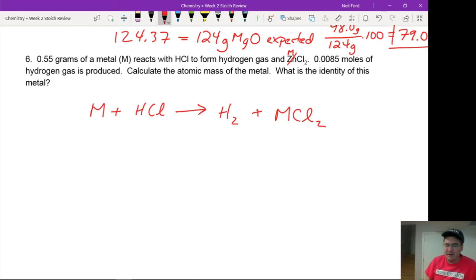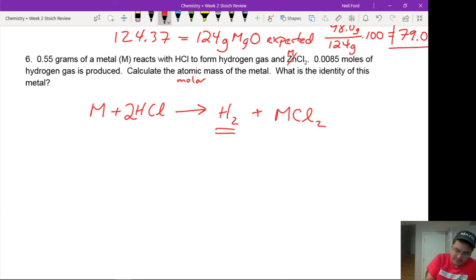Okay, so you write out your equation. You have to balance it. I think I need to get 2 hydrogens. I need 2 here. That also balances out the chlorine. Okay, it says 0.0085 moles of hydrogen gas is produced, so I know how many moles I produce. Calculate the atomic mass. It could have also said molar mass of the metal. What's the identity of this metal?